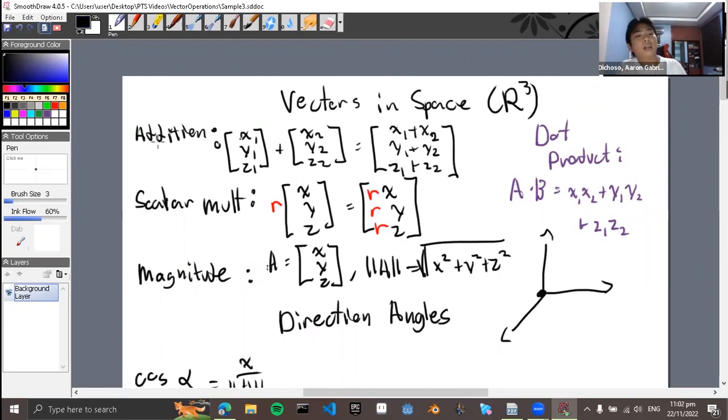So far naman, the rest of the standard operations mostly follow yung same formula. When you're doing addition, you add the corresponding terms. Multiplication, you distribute the scalar onto each term. Computing for magnitude, you do the square root of the sum of the terms squared. And for the dot product, you do x1 x2 plus y1 y2 plus z1 z2.